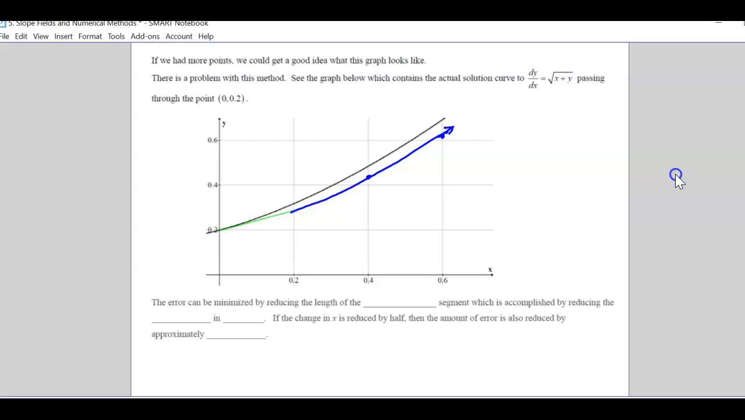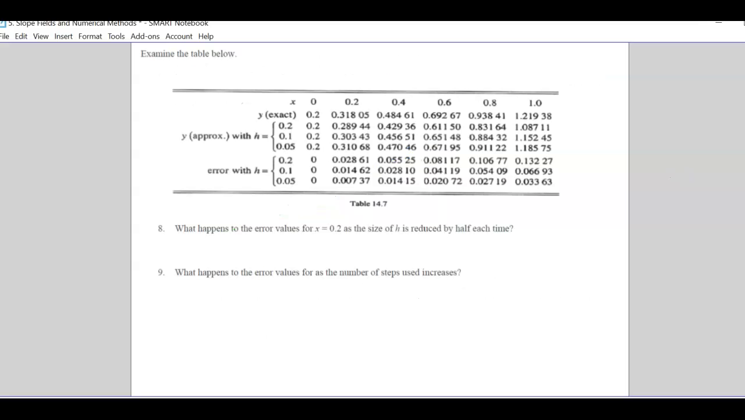So error can be minimized by reducing the length of the tangent segments, which is accomplished by reducing the change in x. Okay, if the change in x is reduced by half, the amount of error is also reduced by approximately a half. So then we're just going to look at a table of values of calculations that have been done. I think they show some like this in your textbook as well.